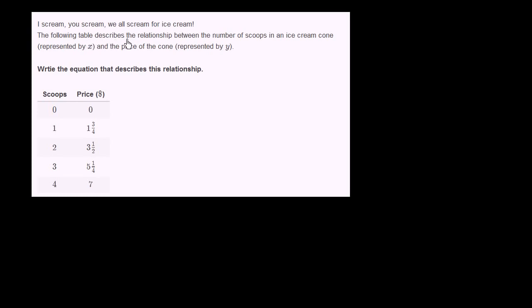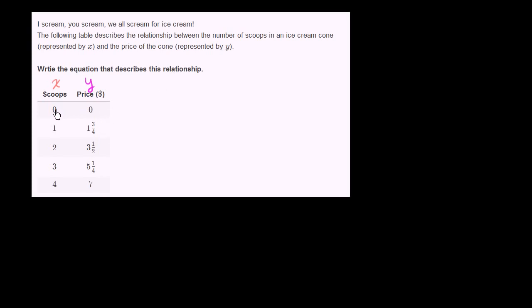The following table describes the relationship between the number of scoops in an ice cream cone, represented by X, and the price of the cone, represented by Y. I'll do Y in purple. Write the equation that describes this relationship.